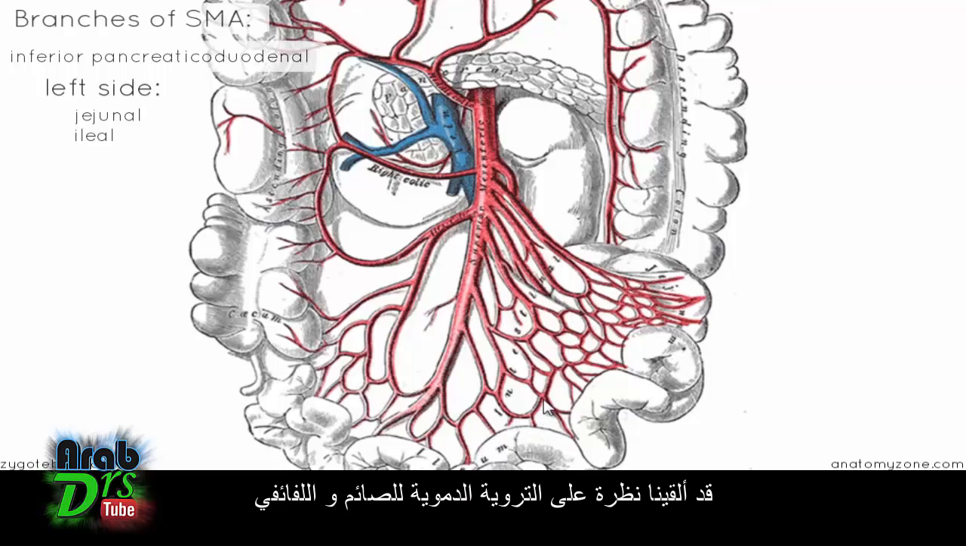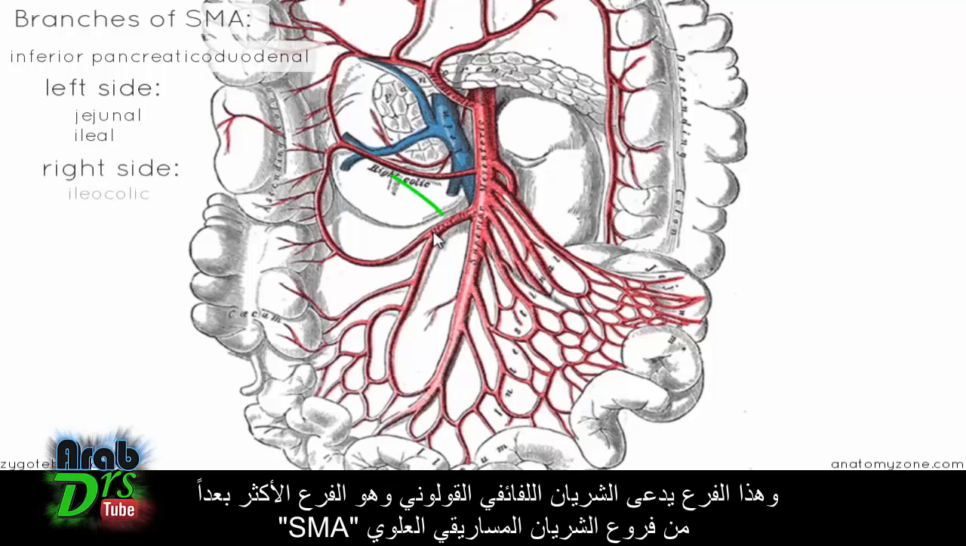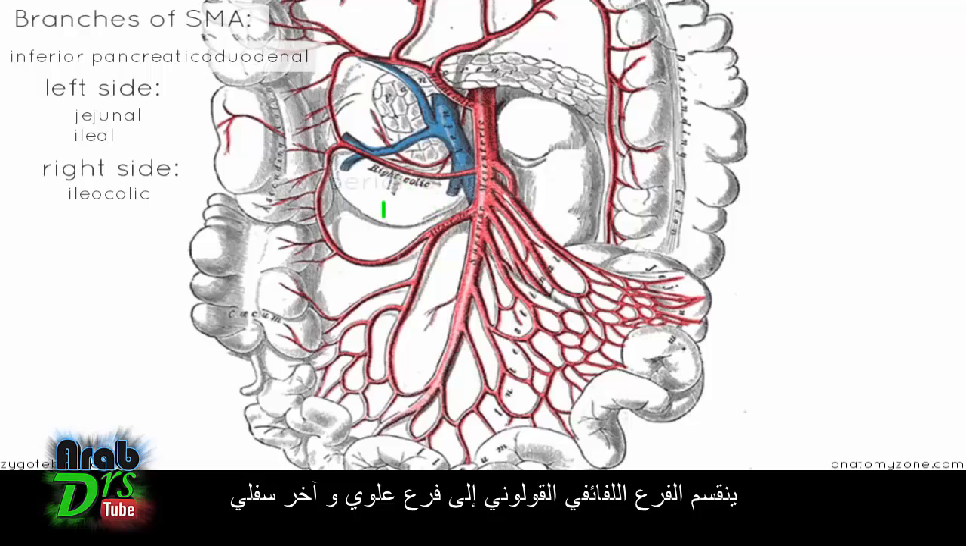So we've taken a look at the blood supply to the jejunum and the ileum, and next we'll move distally and take a look at the next branch of the superior mesenteric artery. So this is called the iliocolic artery, and this is the most distal branch of the SMA. And as you can see here, it has two branches. So the iliocolic branch splits into a superior branch and an inferior branch.